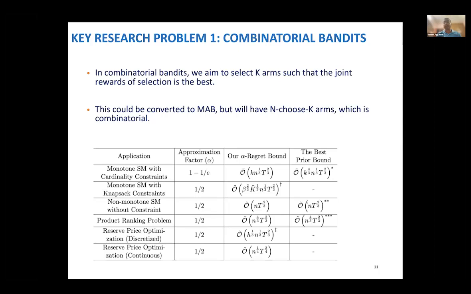Or another option being, on a social network, you have to select k users to give your items for free, such that your influence is maximized. These types of problems could be converted to a multi-arm bandit problem, but then you have n choose k arms, which are combinatorial, so very expensive to do. So we want to solve them without this combinatorial explosion. Many of these problems are NP hard, so you have certain approximation factors. So we have been coming up with different types of submodular and non-submodular optimization problems with approximation factors and regret bounds.